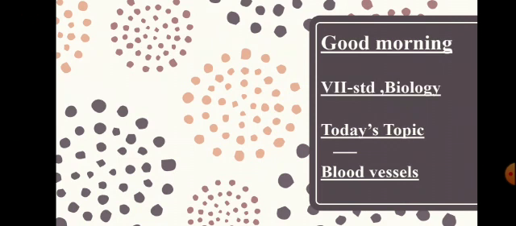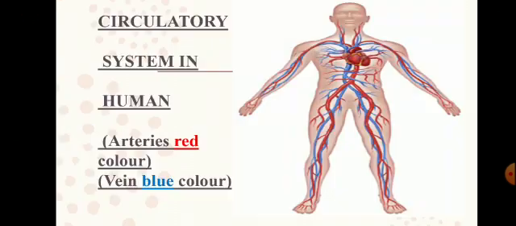There are 3 main types of blood vessels in our body. Our body contains tube-like structures called blood vessels. You see the picture, the blue color and the red color. Red color indicates arteries, blue indicates veins. Our body contains tube-like structures called blood vessels that help in the transportation of blood throughout our body.